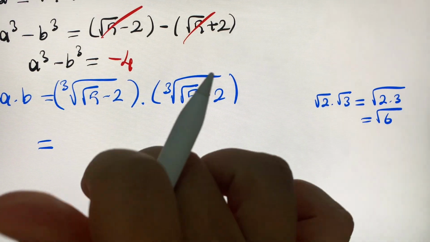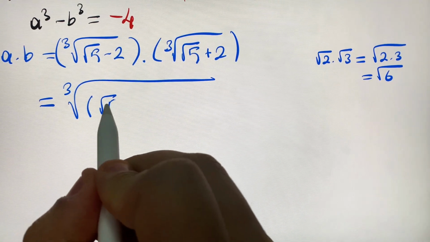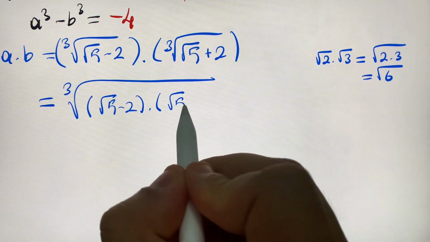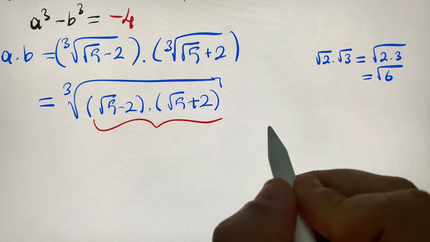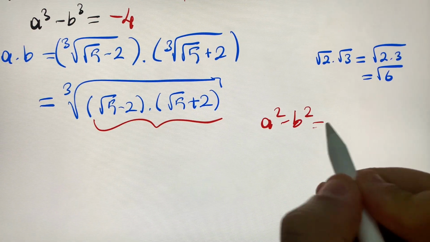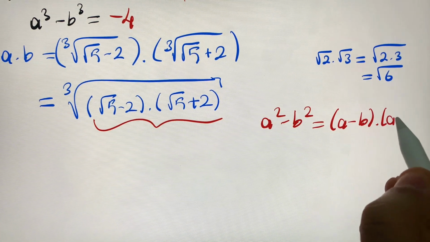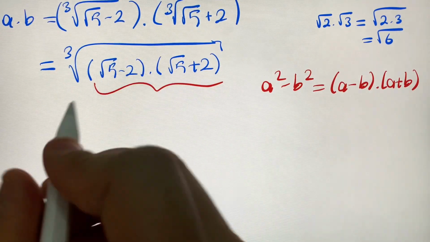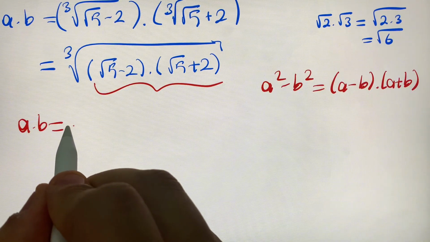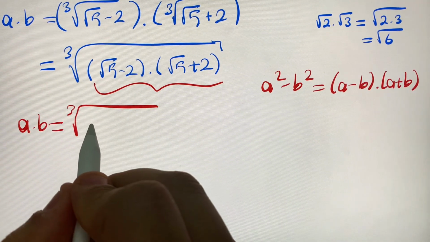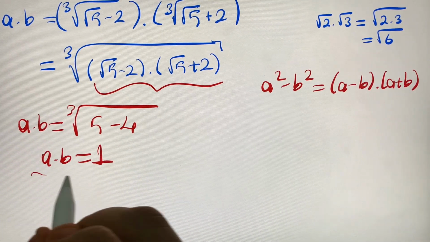Let's make one big cube root. Open bracket, root 5 minus 2 times root 5 plus 2. What has it turned into? There was a difference of two squares. Let's remember what this was: a squared minus b squared. We close parentheses: a minus b in parentheses times a plus b. Then what will this expression become? If you pay attention, a times b is the cube root of 5 minus 4. I found that the expression a times b is 1.